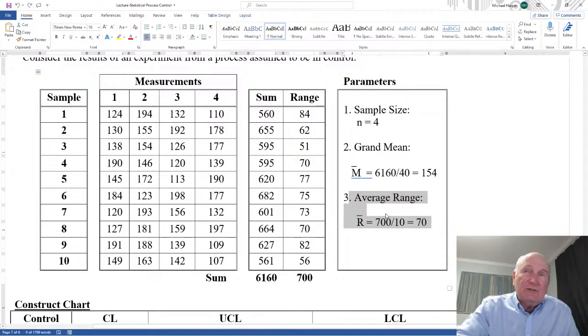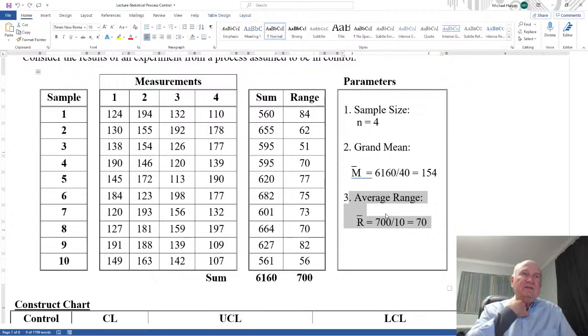Well, it did in the P chart too. P bar was the center line. Now, M bar is the center line for the M chart. R bar is the center line for the R chart. Now we just need the standard deviation. Standard deviation of the mean.